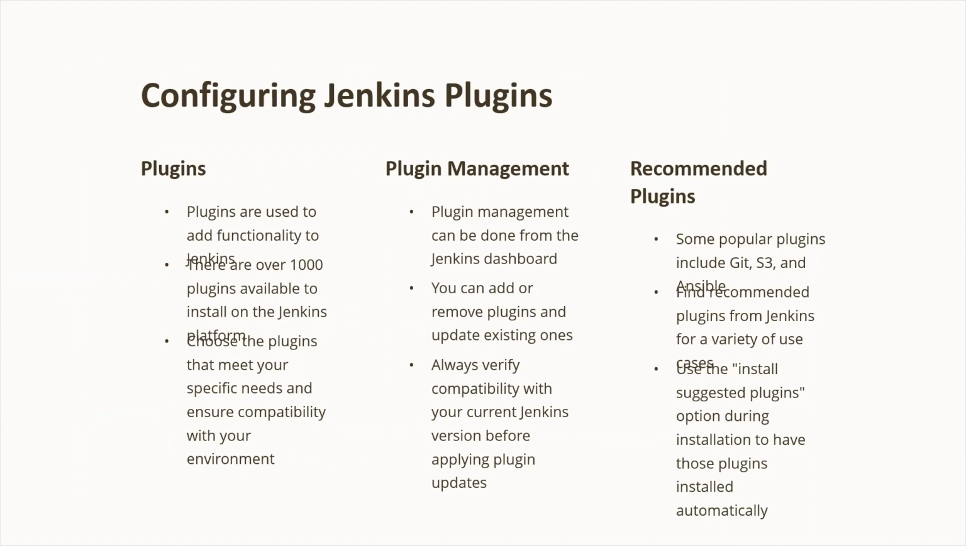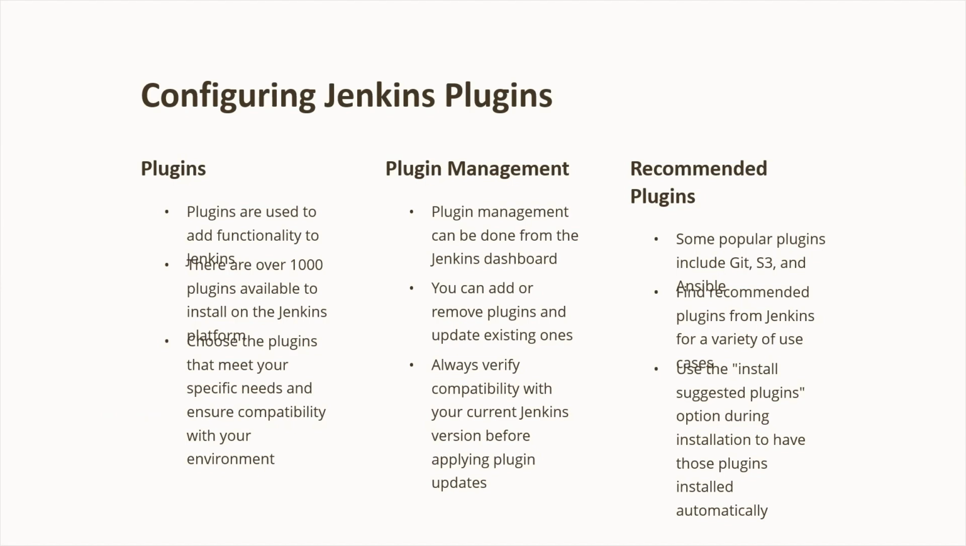Plugins are used to add functionality in Jenkins. There are 1,000 plugins available to install in Jenkins. So choose the plugins that meet your specific needs and ensure compatibility with your environment. Plugin management can be done from the Jenkins dashboard once you download and install it. You can add or remove plugins and update the existing ones. Always verify compatibility with your current Jenkins version before applying plugin updates.